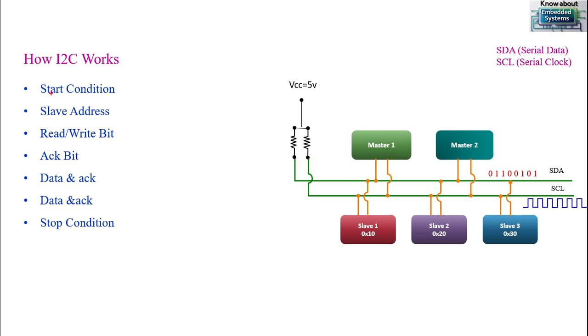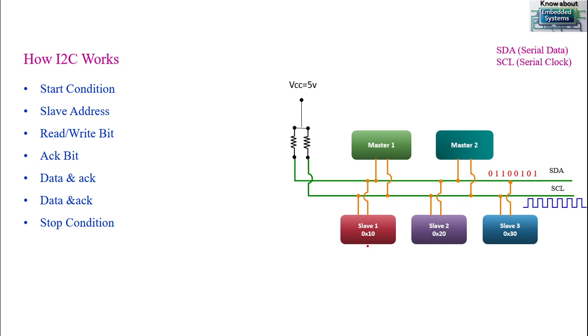So coming back to the topic: start condition, then slave address, to which slave you want to communicate. Say, for example, master 1 wants to communicate with slave 1. I already told you each slave has its own address, as I explained in the previous slide. Actually it's not an 8-bit address, we have a 7-bit slave address. Every slave has its own unique address.